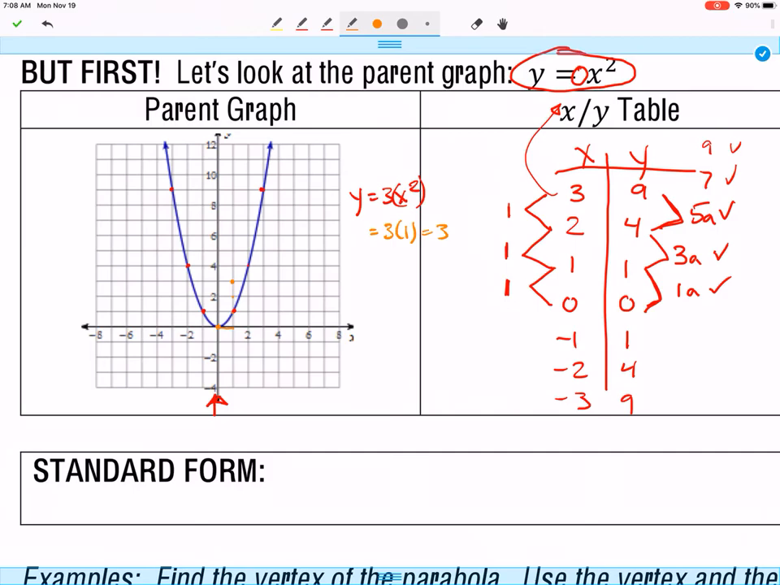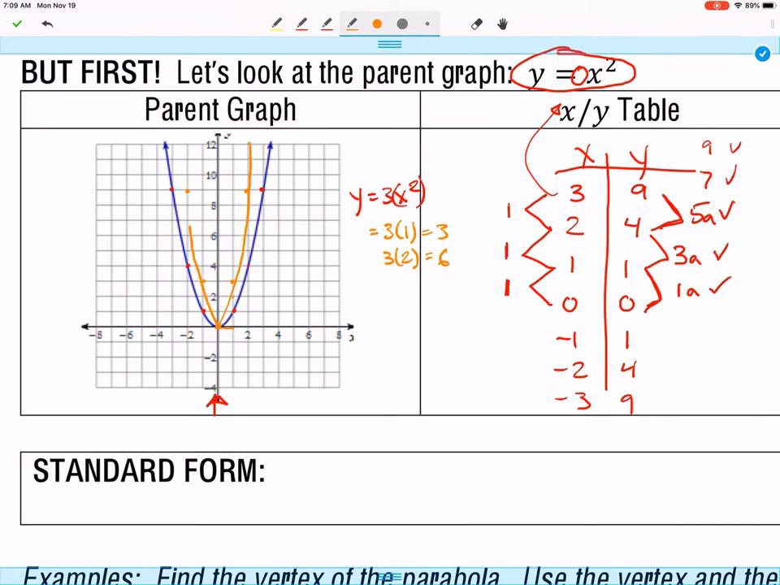All right? And then if we went to the next step, it would be 3 times 2. That would give us 6. So we'd go to 9. All right, and it would mirror over because it's symmetric. It would look something like this.